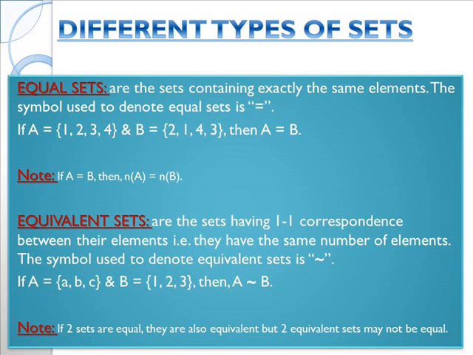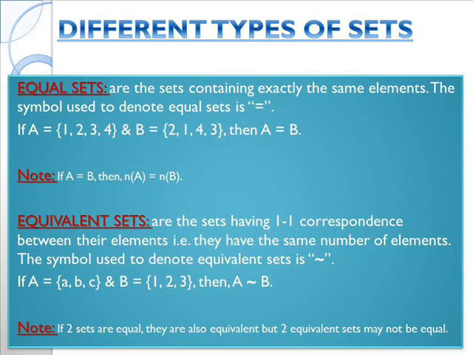Here we have A is equal to {1, 2, 3, 4} and B is equal to {2, 1, 4, 3}. If you notice, these are the same elements that are stated in B, but the sequence is different. So A is equal to B.